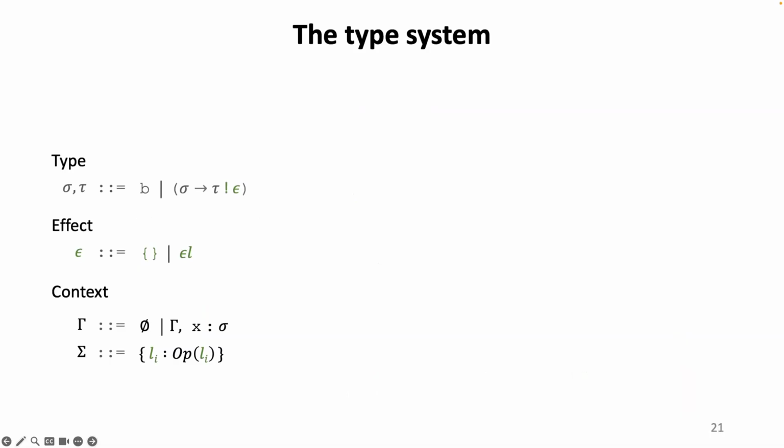As I said, the type system is actually quite straightforward. We have base types or a function type. And for a function type that goes from sigma to tau, we need to record what kind of effects can occur when the function is applied. The effect epsilon is a set of labels, so it can either be empty or we can extend an epsilon with an additional label L. And we have the normal typing context that tracks the type of variables, and we have a global operation context that defines what operations there are and what their types are for each effect label.